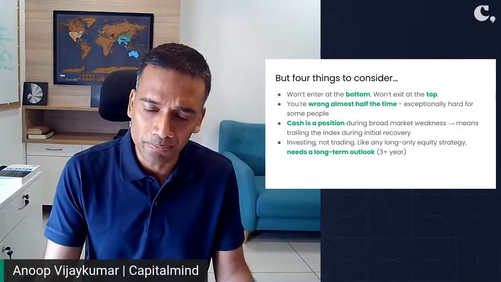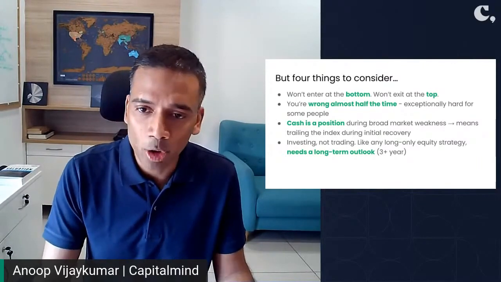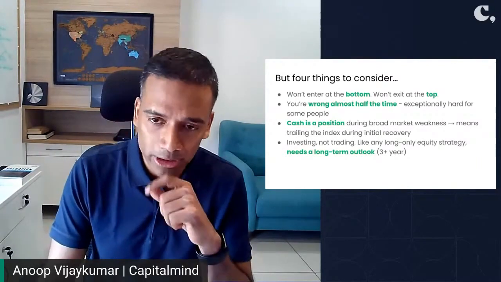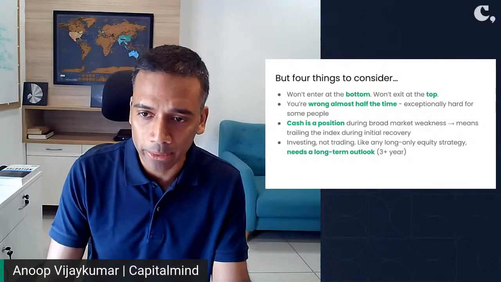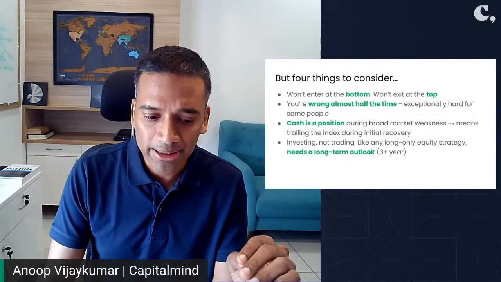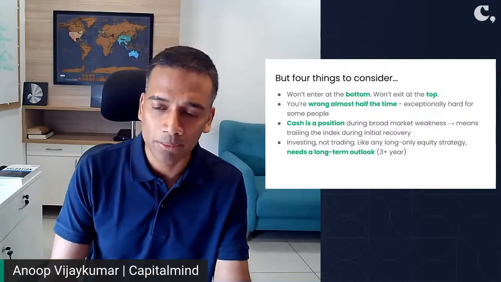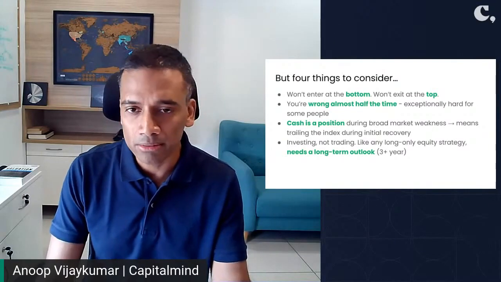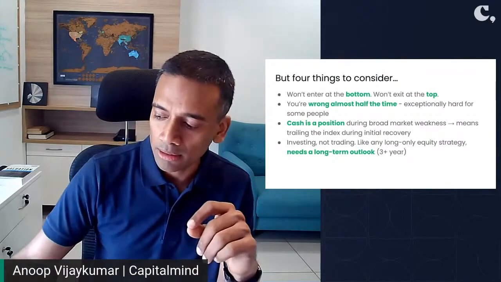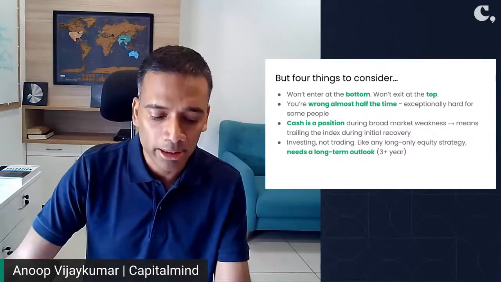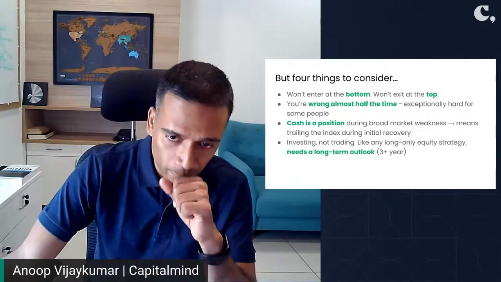The third thing is cash is very much a position, especially during broad market weaknesses. We'll see how that played out in the early part of 2020. But since cash is a position based on whether there are stocks qualifying to be part of the portfolio or not, this means that when momentum comes back into the market, a portfolio like this can trail the benchmark simply because it's not fully allocated.